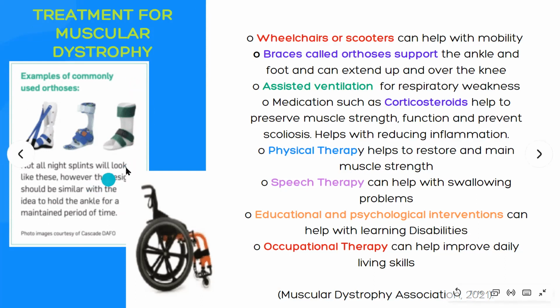These are different types of supports or splints that are usually worn at night for people with MD. And also the wheelchairs right here. Assisted ventilation for respiratory weakness, medication such as corticosteroids, which help to preserve muscle strength function to prevent scoliosis. Other types of therapy include physical therapy, speech therapy, education, psychological interventions that can help with learning disabilities, and of course, occupational therapy that can help improve daily living skills.